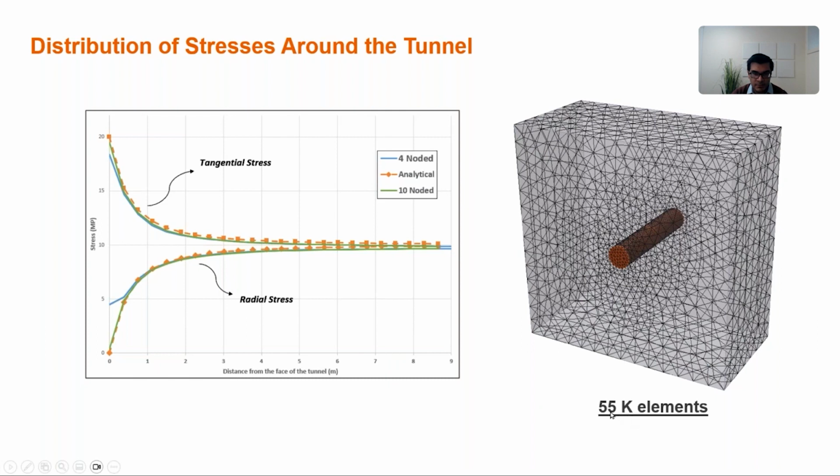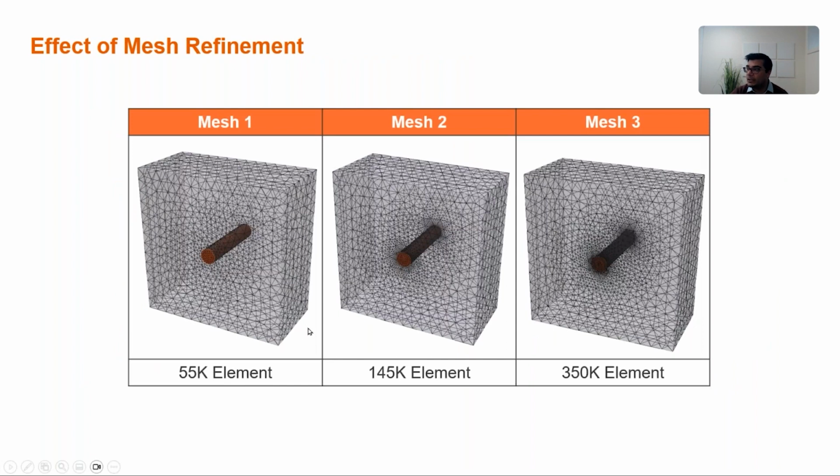So I'm going to keep the same number of elements, only the element type is changed to be 10-noded. And you can see the results almost match the analytical results. This is the power of higher order elements. Now let's move this example one step ahead and see the effect of mesh discretization on the results.